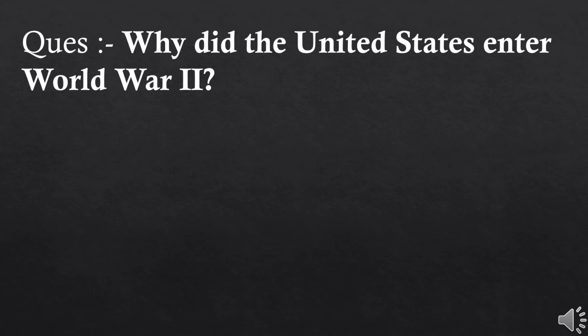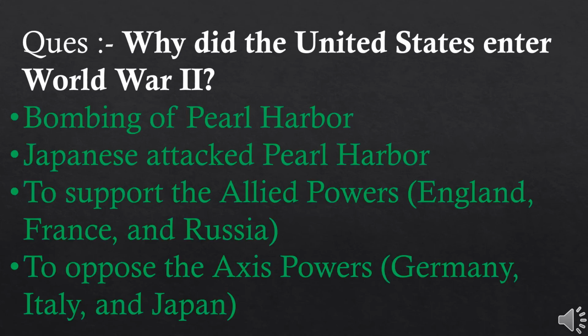Question 106. Why did the United States enter World War II? Bombing of Pearl Harbor. Japanese attacked Pearl Harbor. To support the Allied powers, England, France, and Russia. To oppose the Axis powers, Germany, Italy, and Japan.